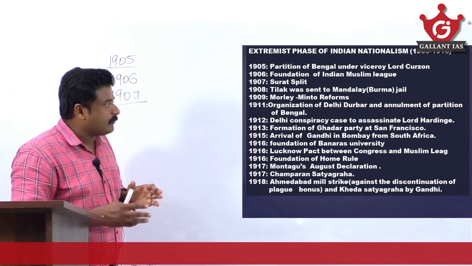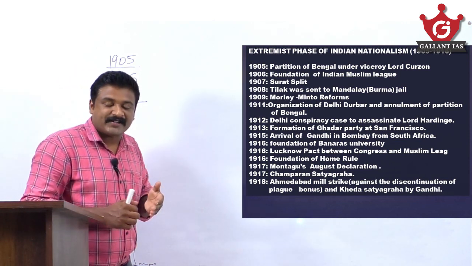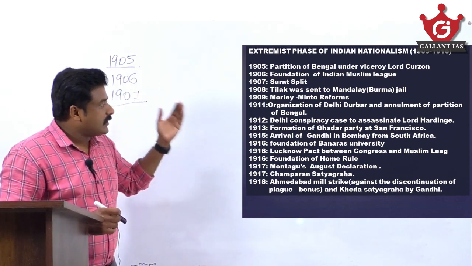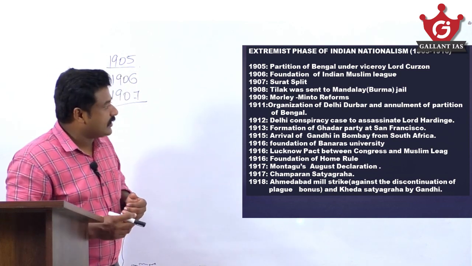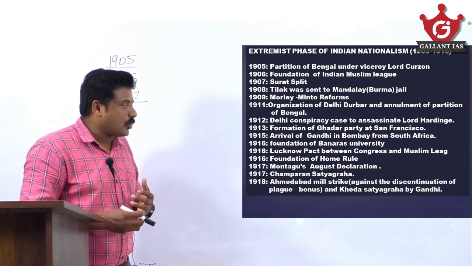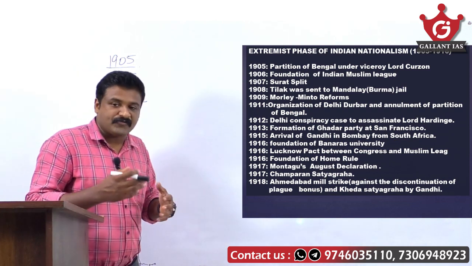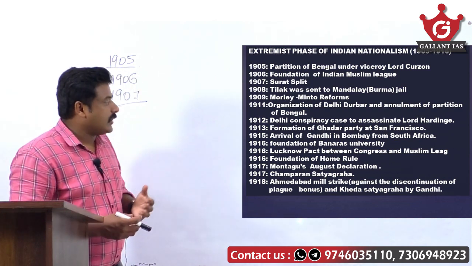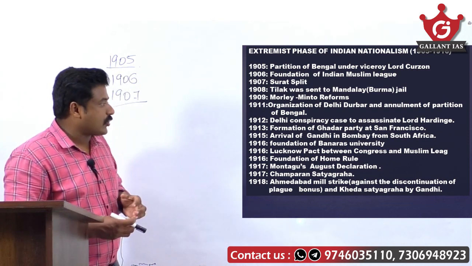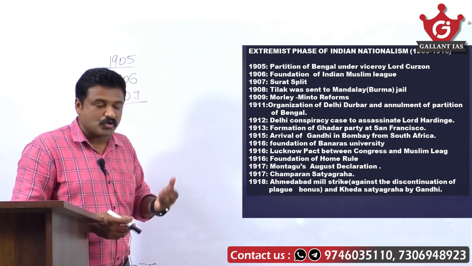1909 Morley-Minto reforms, which became the basis for the Indian Councils Act 1909, which provided for separate electorates for Indian Muslims. Then 1911, there is the organization of the Delhi Durbar and also the annulment of the partition of Bengal. 1912, capital shift to Delhi, and on that ceremony there was an attempt to assassinate Lord Hardinge, the viceroy. Then the Delhi conspiracy case. 1913, formation of the Ghadar Party at San Francisco, America.